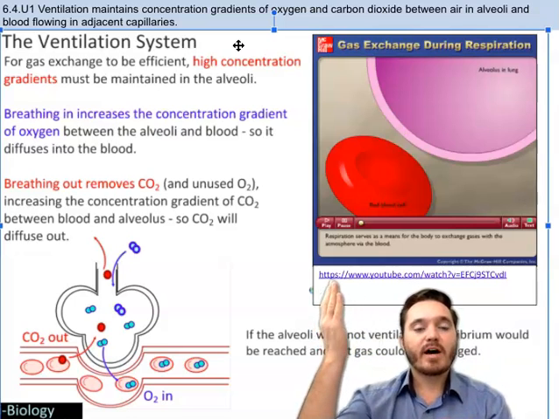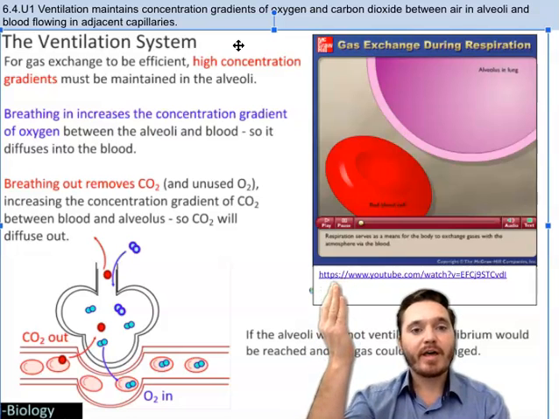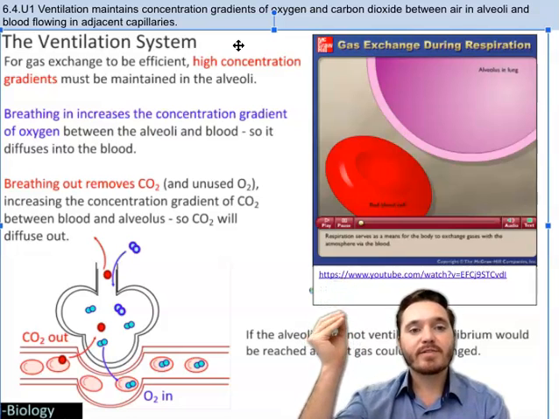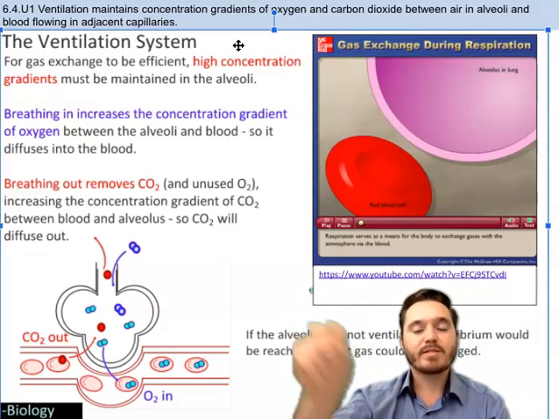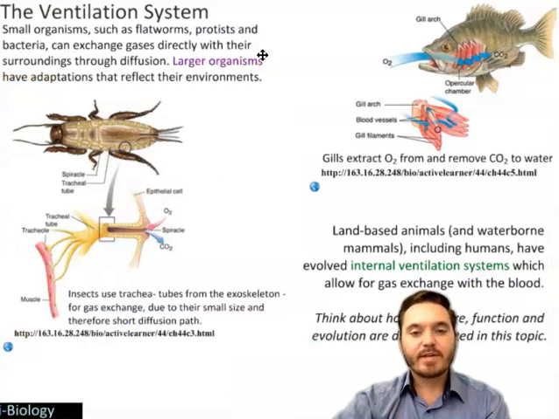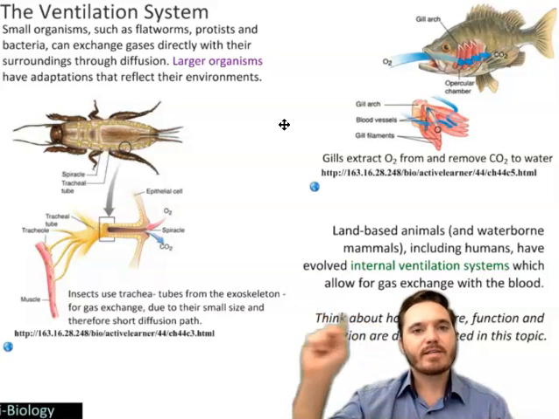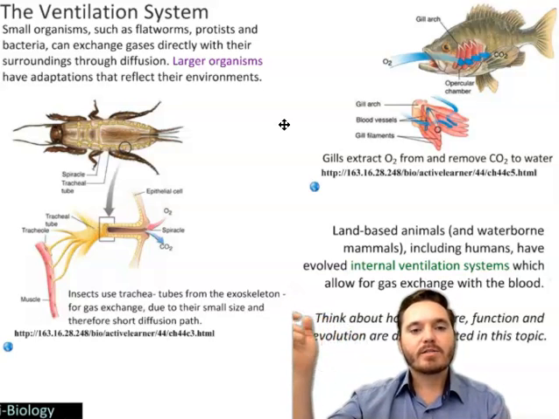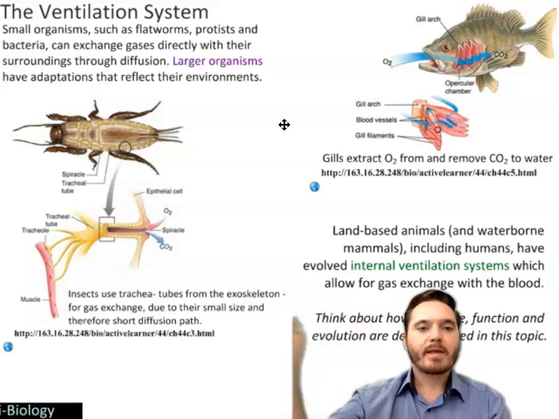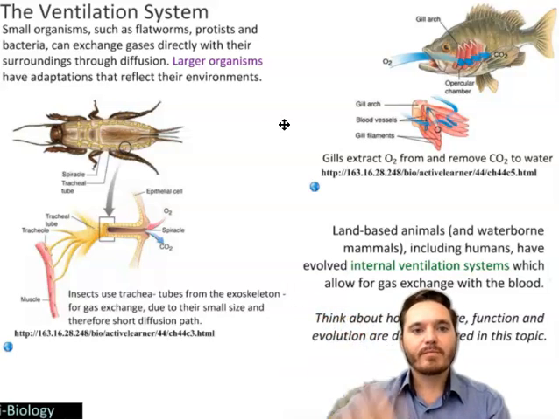The oxygen with the high concentration gradient in the alveoli is going to diffuse passively into your erythrocytes, your red blood cells. This slide is just giving a brief overview of different ventilation systems in different organisms. So smaller organisms like flatworms, protists, and bacteria are so small that they can actually just directly exchange gases with their surroundings. So for example, a bacterium would just absorb oxygen from its surroundings directly through its cell membrane.